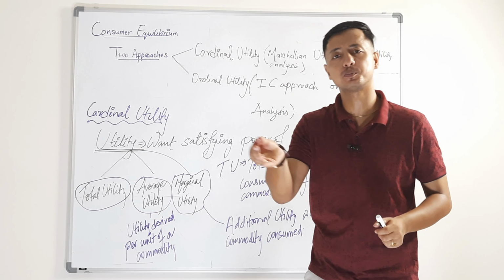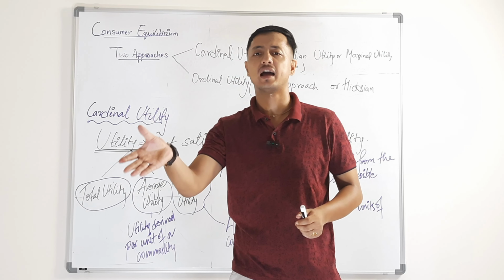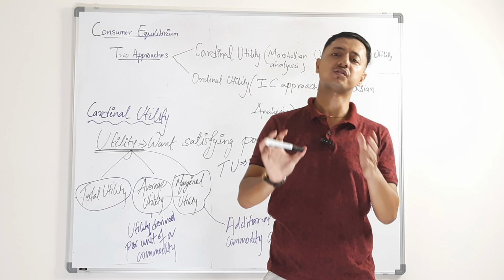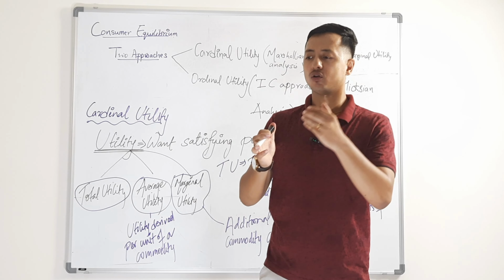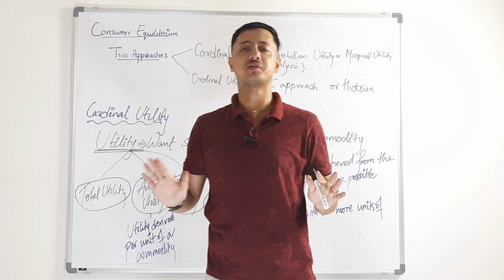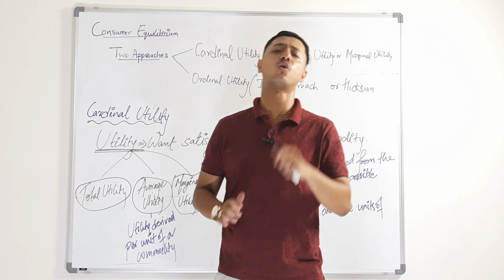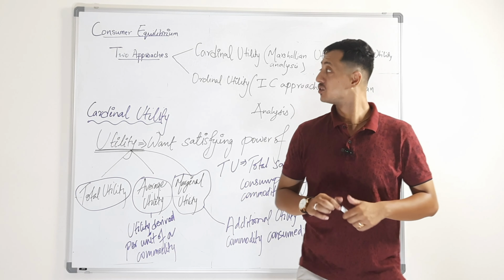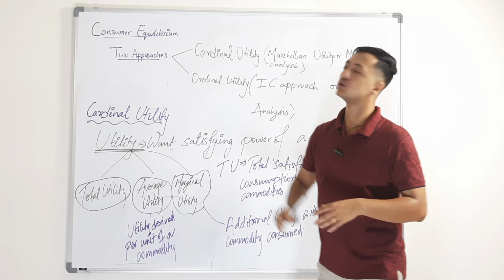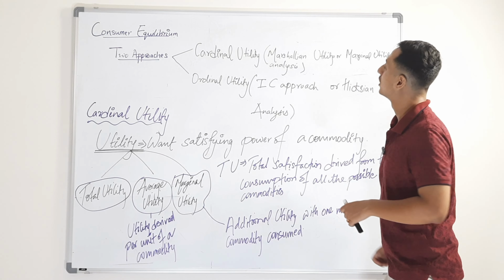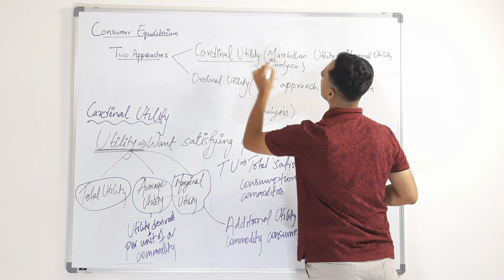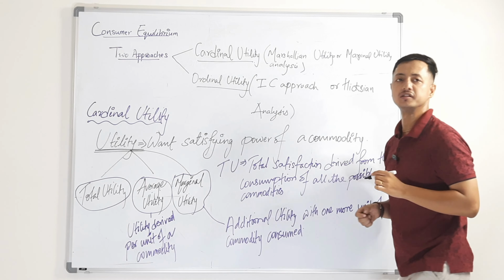So with whatever expenditure he is making and he is buying goods and services, he is getting enough satisfaction, not enough, actually maximum satisfaction, and he does not want to change the current state, right? So there are two approaches to consumer equilibrium. One is cardinal utility and one is ordinal utility analysis.